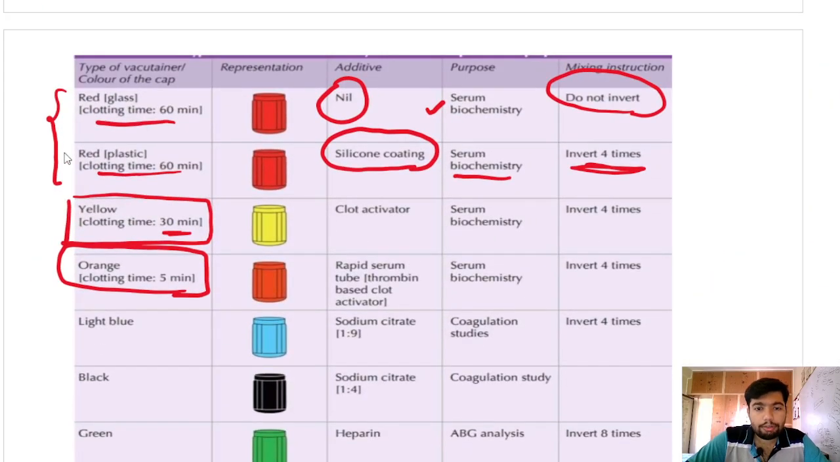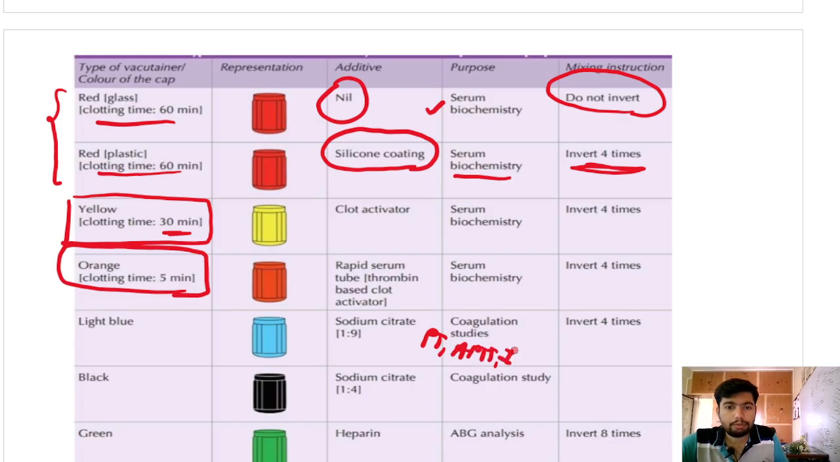Now, the light blue color vacuum is the sodium citrate vacuum. The ratio is 1:9. In coagulation studies, you can include PT, APTT, INR. So whenever you are performing these tests, you have to take the sample in the light blue color vacuum and invert it 4 times after collection.